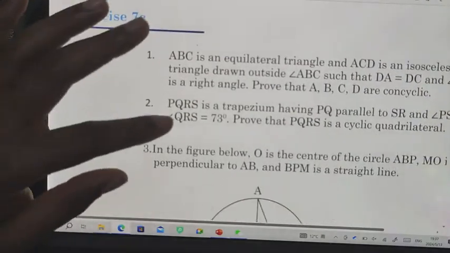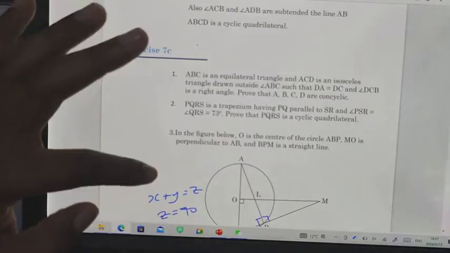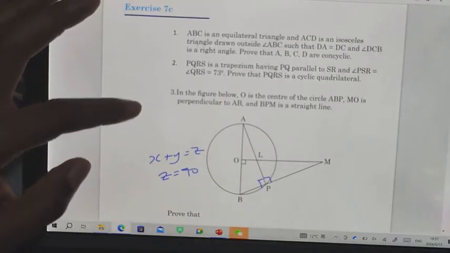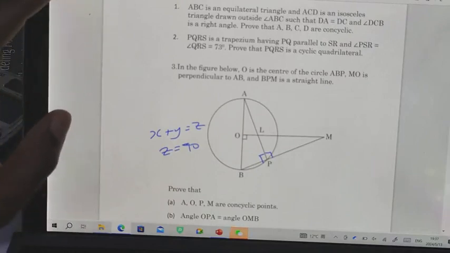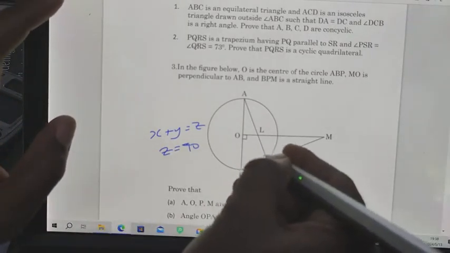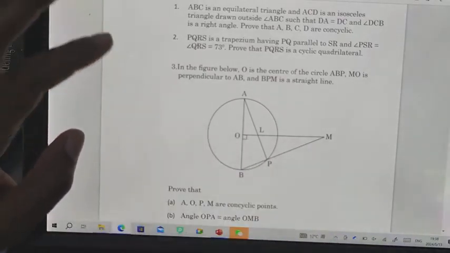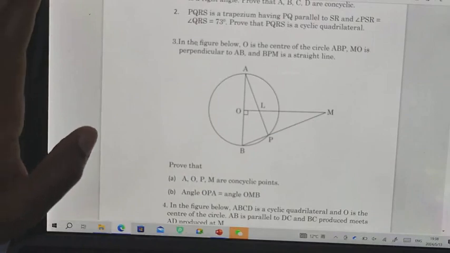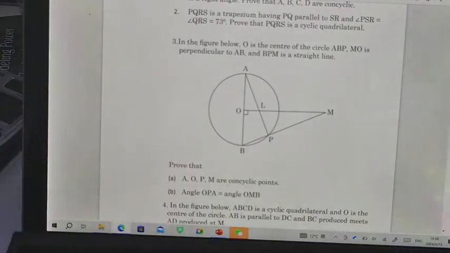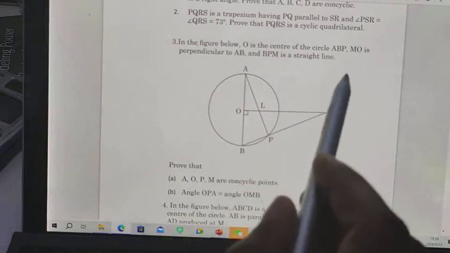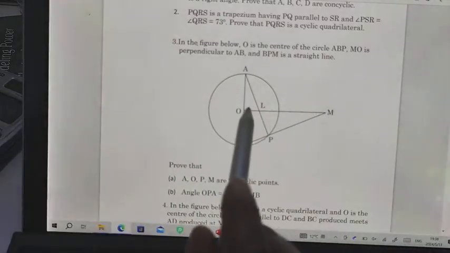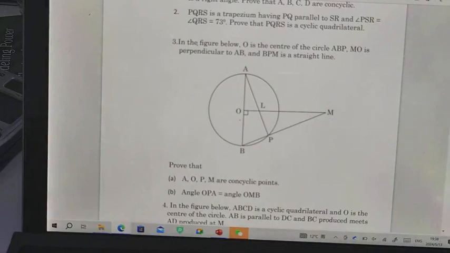So now let's look at some examples, some exercise. I think we do 2 exercises. We do number 3. They are saying in this figure below, O is the center of the circle ABP. MO is perpendicular to AB, in other words, it's 90 degrees to AB.